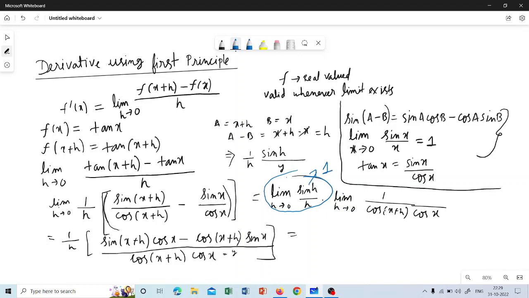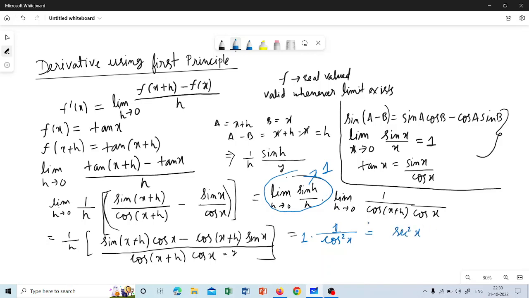So this is 1 into the limit. Now if I put h equal to 0, then it will be cos x into cos x, so cos square x. This limit is defined, because clearly it is not 1 by 0 form or infinity by infinity or 0 by 0 form, and this is nothing but cos square x. So 1 into cos square x, and 1 into anything is the same number. 1 by cos square is nothing but secant square x. So this is the answer.